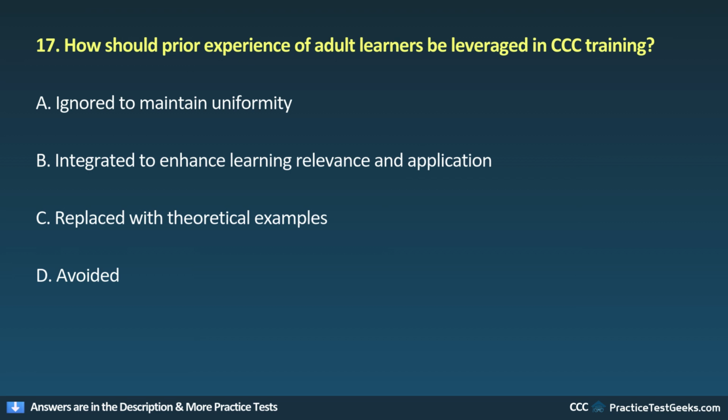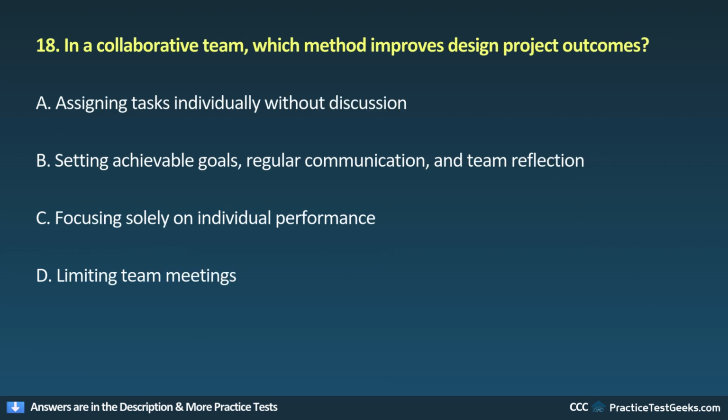17. How should prior experience of adult learners be leveraged in CCC training? A. Ignored to maintain uniformity. B. Integrated to enhance learning relevance and application. C. Replaced with theoretical examples. D. Avoided.